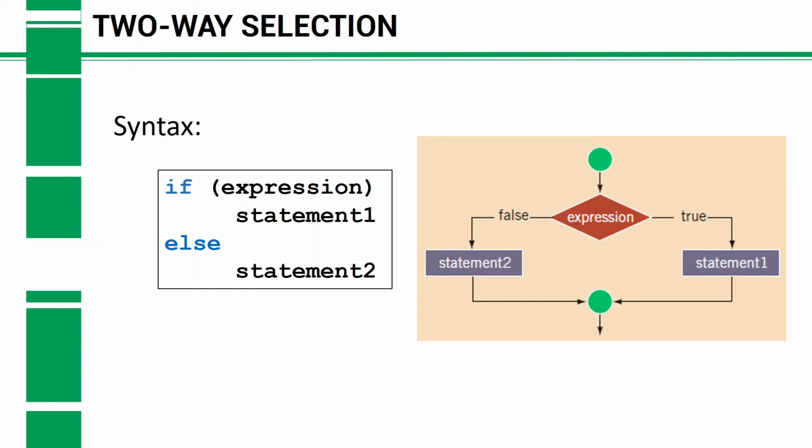It begins with the reserved word if, followed by a logical expression contained within the parentheses, followed by a statement. So in this syntax, we call that one statement 1, followed by the reserved word else, then followed by a second statement. Statements 1 and 2 are any valid C++ statements. You can also have multiple statements within statement 1 and statement 2 as long as you will contain those statements within a bracket. So in a two-way selection, if the value of the expression is true, statement 1 executes. If the value of the expression is false, statement 2 executes.